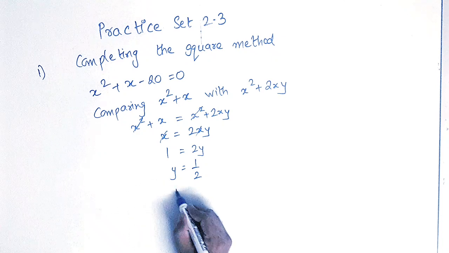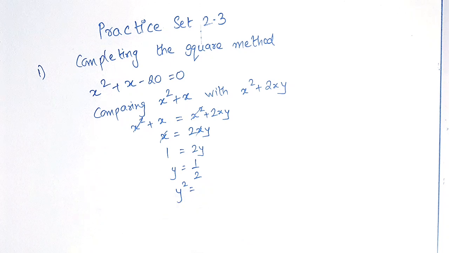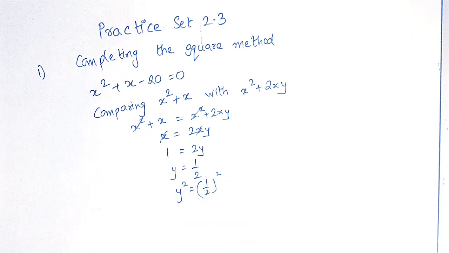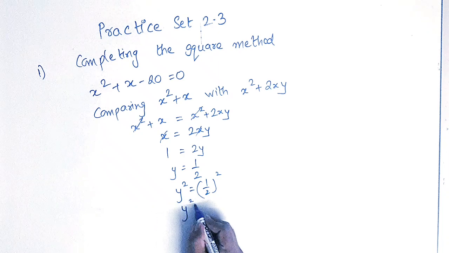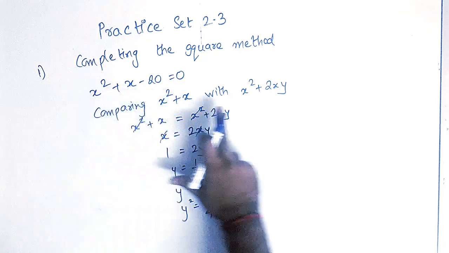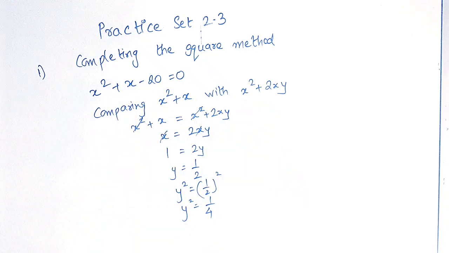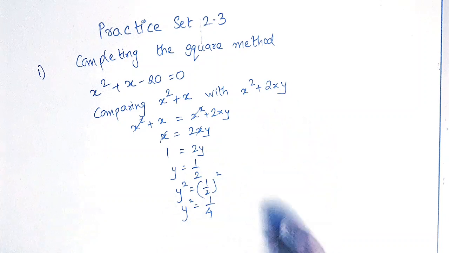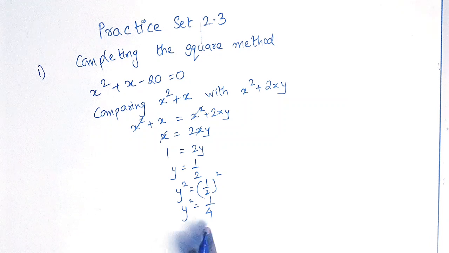Now y is equal to 1 upon 2. We are interested in finding what is y square. y square will be half square. That means y square is equal to 1 upon 4. Okay, this much if you all have understood. Comparing ax square plus bx with x square plus 2xy to get y square, we want the y square. Now y square equals 1 by 4.